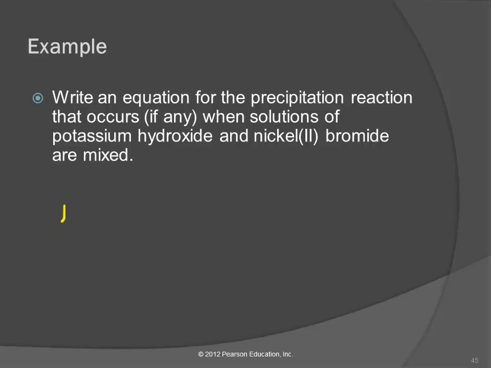So potassium is K+, and hydroxide is OH-. And so these together are going to be KOH. And it tells us that we have solutions of these. So we don't have to go look them up in the table. They are solutions, therefore they must be soluble, and we put AQ.